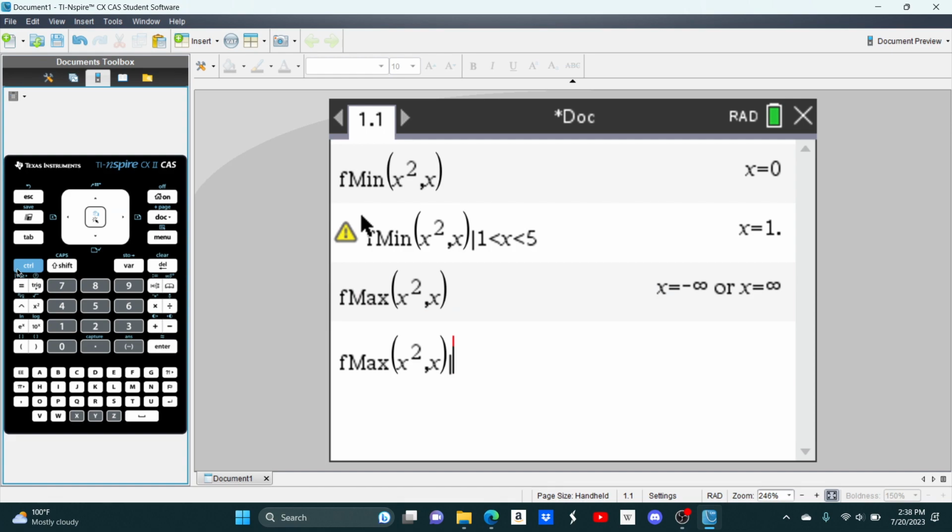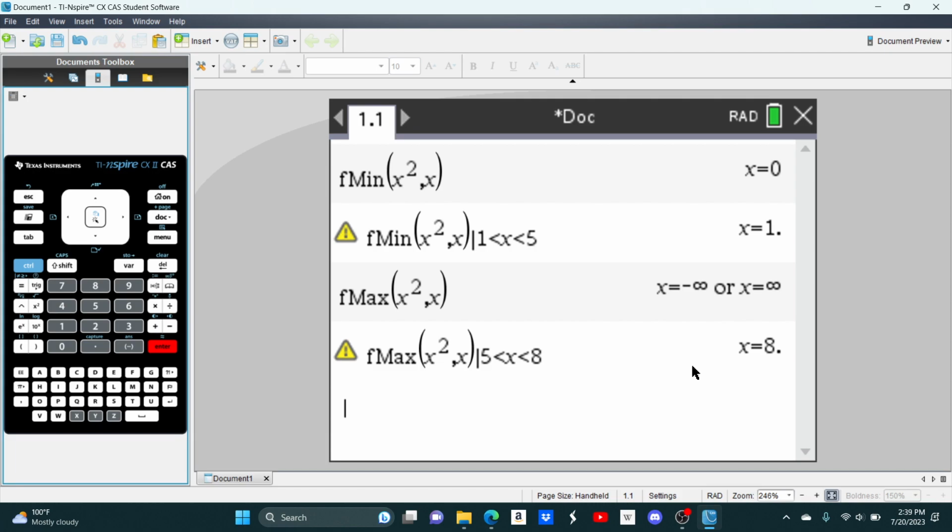But if I add this condition, there's no relative max from 5 to 8. But out of these values from 5 to 8, 8 of course will give you the largest one, so that's what it spits out.